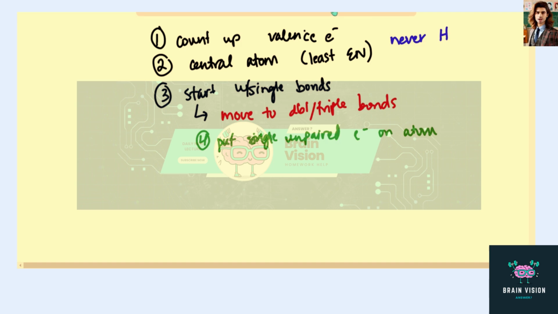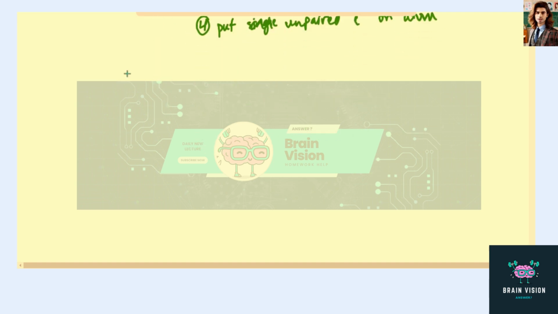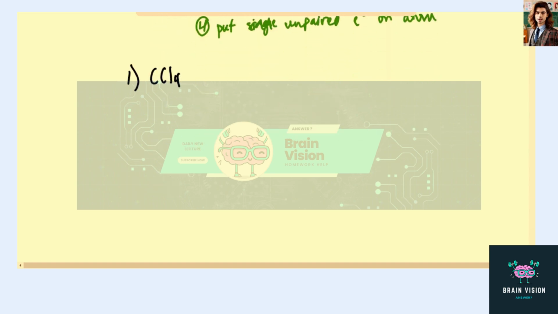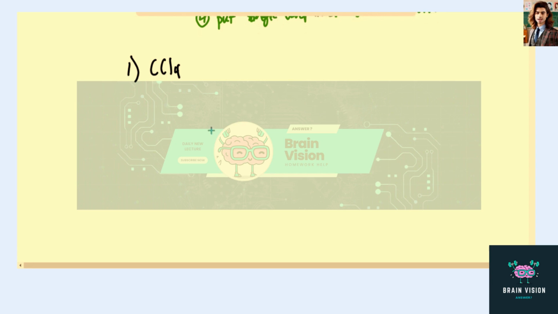Okay, so let's start with number 1. Carbon tetrachloride. Let's look at our rules here. First, we have to count up the valence electrons. If you look at your periodic table, carbon is in the 4th column, so 1, 2, 3, 4. Carbon has 4 valence electrons. We do the same thing with chlorine. Each one has 7, and there are 4 chlorines, so that's 28. 7 times 4, 28 total. So we need 32 valence electrons.